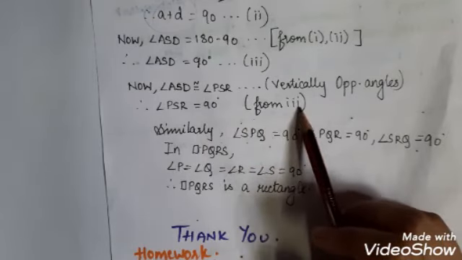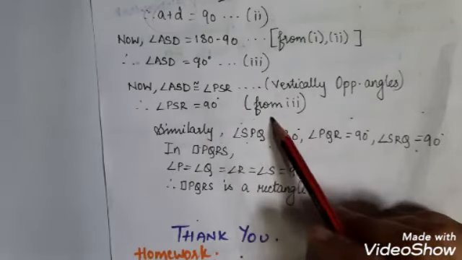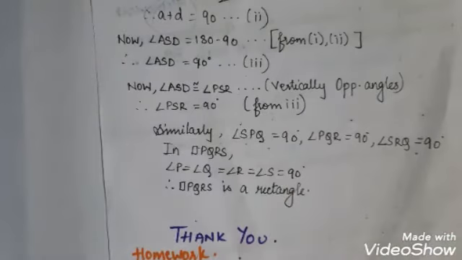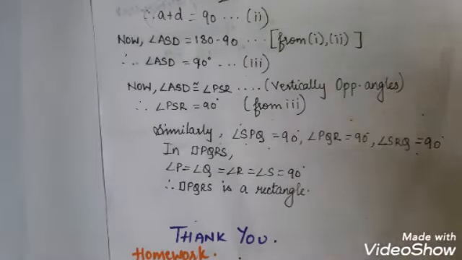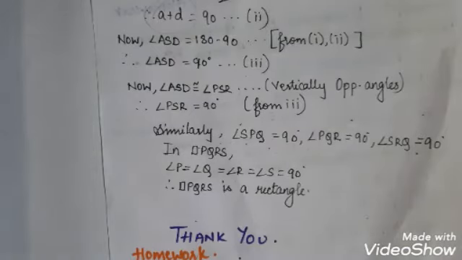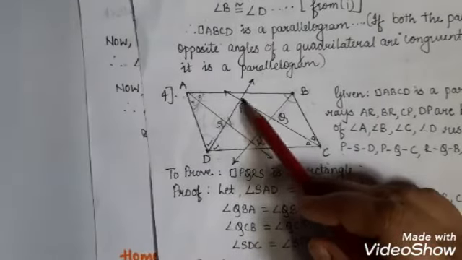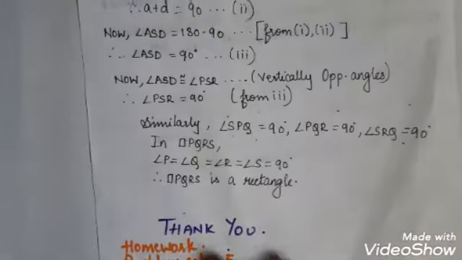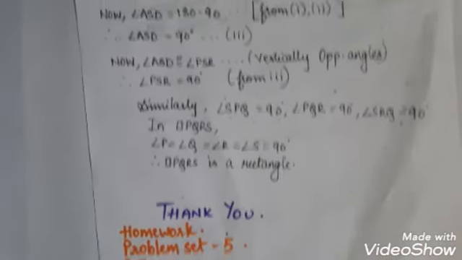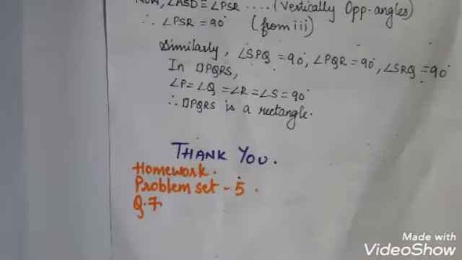From equation 3, similarly I will prove for the remaining angles. If one angle is 90, I can prove it for the remaining angles also. That is, angle SPQ is 90, angle PQR is 90, and angle SRQ is also 90. So in the given quadrilateral PQRS, all the angles are 90. So I can say that quadrilateral PQRS is a rectangle.